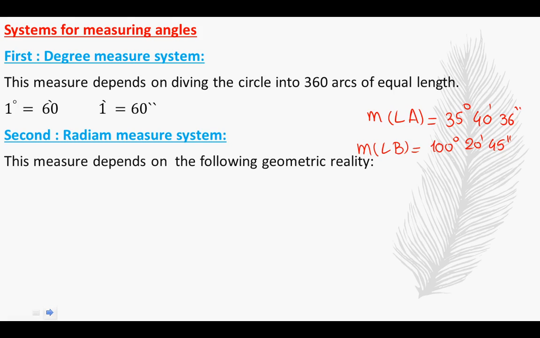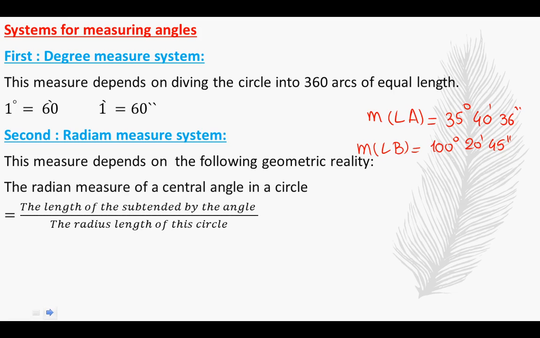Radian measure system. This measure depends on the following geometric reality. The radian measure of the central angle in a circle equals the length of the subtended arc over the radius length of this circle. So the radian measure of the central angle equals the length of the subtended arc by this central angle over the radius length of this circle.